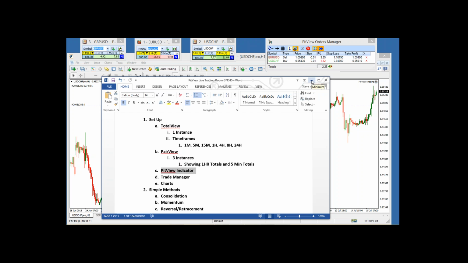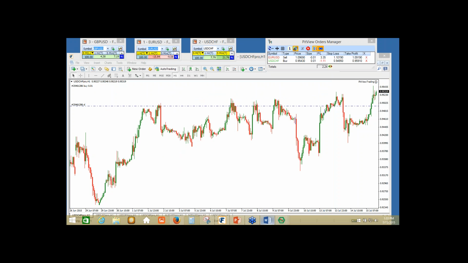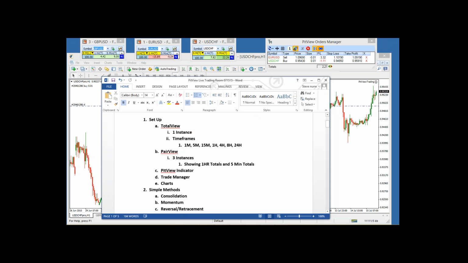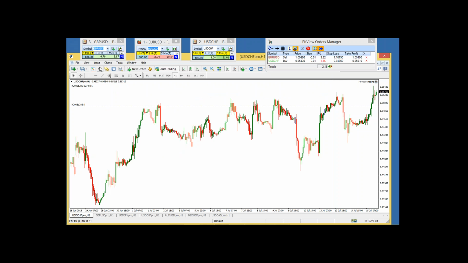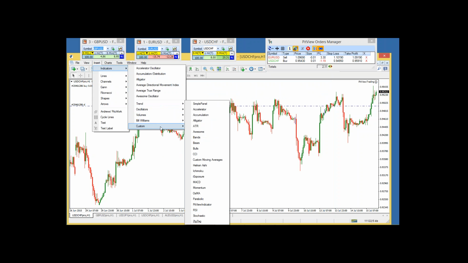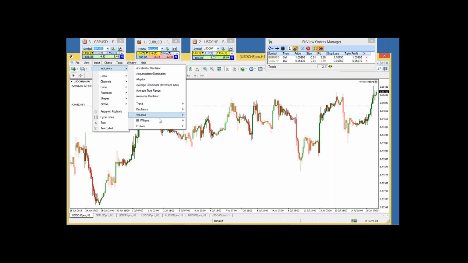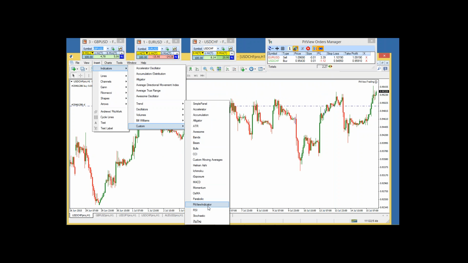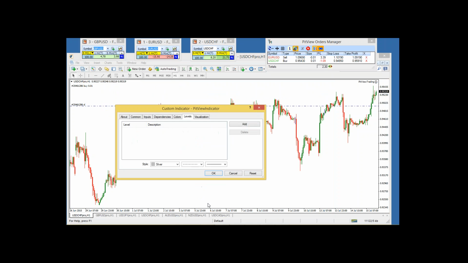So let me pull up the PitView Indicator and show you what parameters I put in for swing trading. In fact, I can write them on here. The inputs: 1 hour, totals, candles. Let me show you what that looks like. If I go to Insert, Indicators, and then you have to go to Custom Indicator. When you download PitView, it'll automatically download here under Insert, Indicators. You go under Custom, and you see right down in here, there's the PitView Indicator.